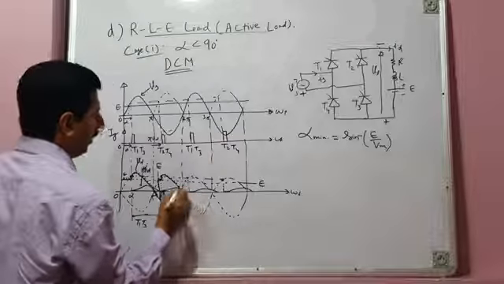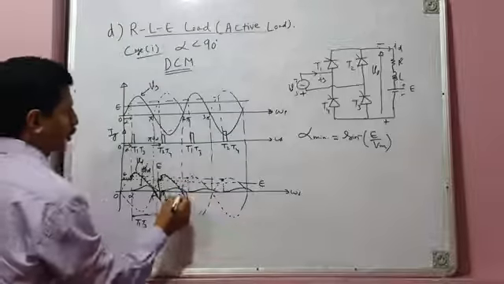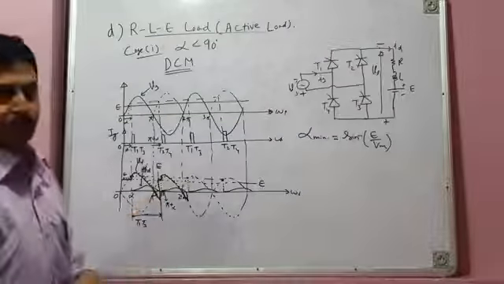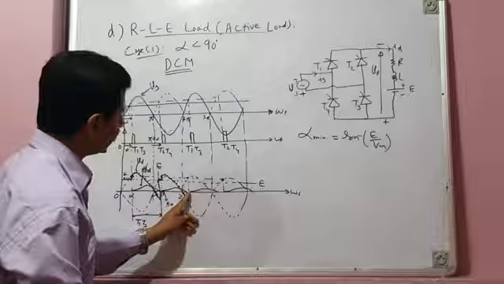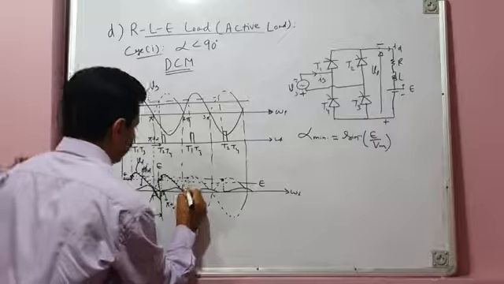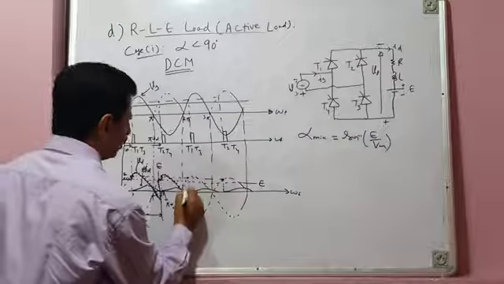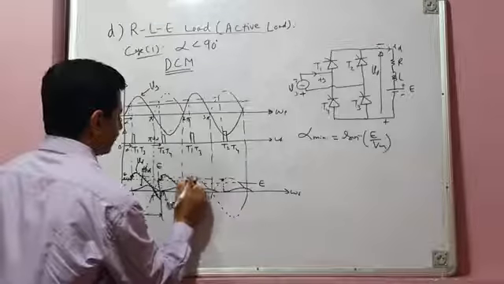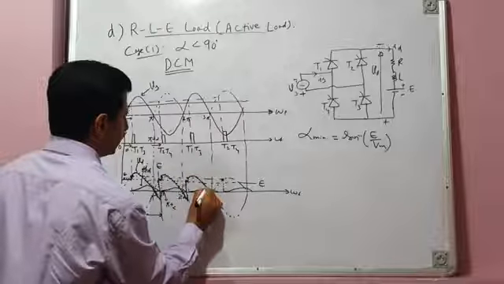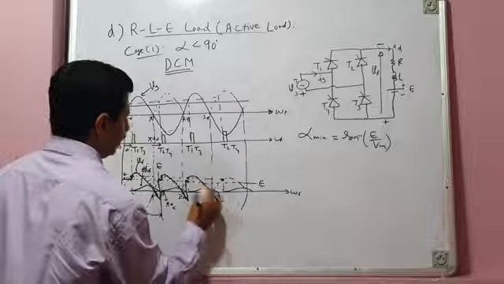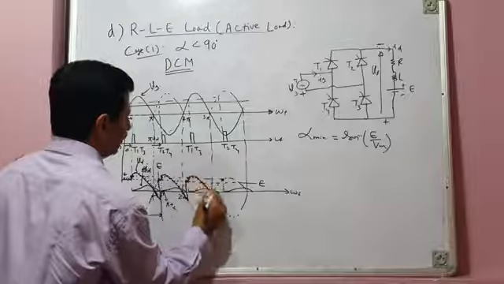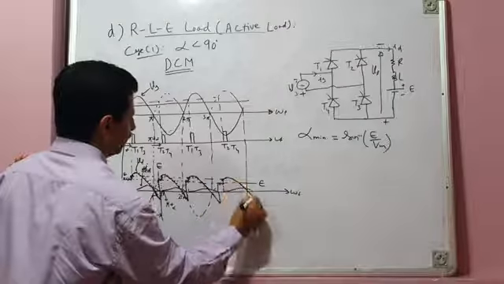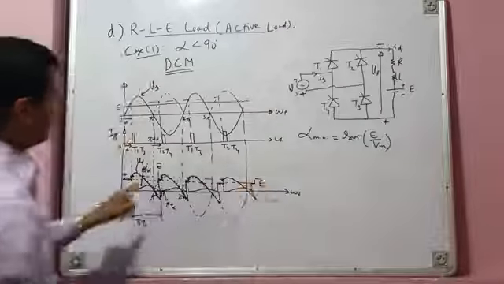And from 2 pi to 2 pi plus beta, T2 T4 pair continues to conduct and load voltage is equal to the negative segment of source voltage. And then from 2 pi plus beta to 2 pi plus alpha, that is next instant of firing, current has already become 0, so load voltage is equal to E. This is E. And then it repeats. You can see it is like this, positive segment of voltage, small negative segment of voltage, and then E again. This is E. So this is the nature of load voltage.